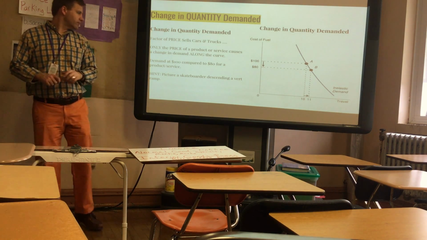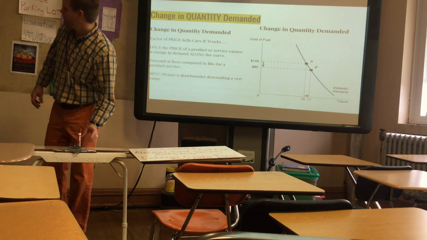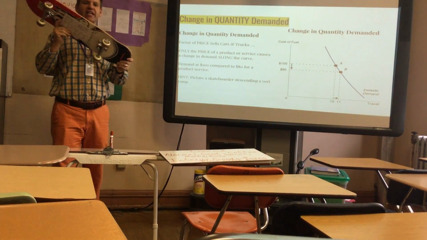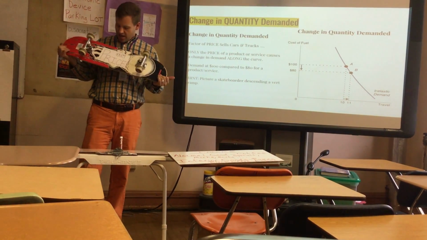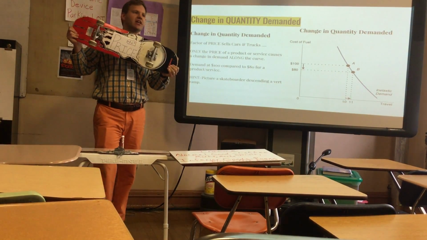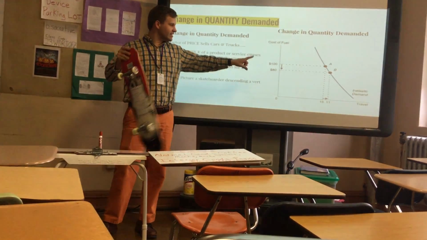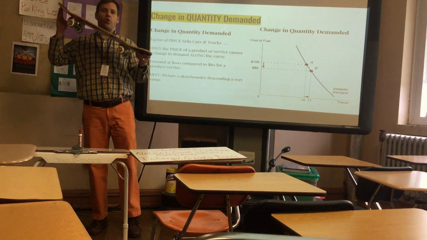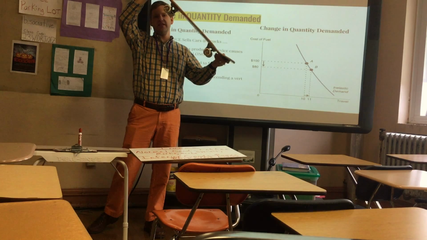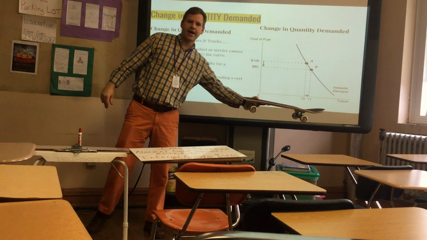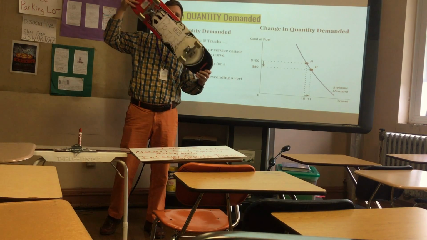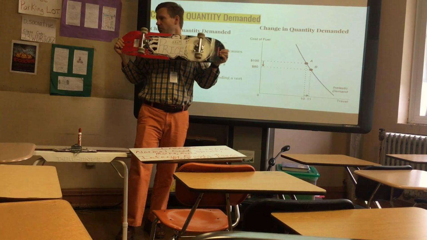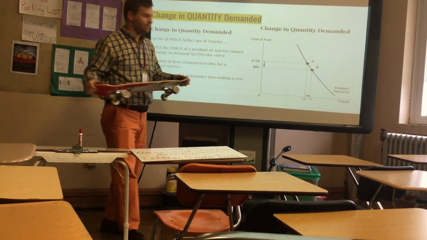Picture a skateboarder descending a vert ramp. So for a change in quantity demanded, price is the only factor that's changing. I look at this graph and I say, that's a skateboard ramp. So for a change in quantity demanded, the skateboarder, representing price, goes down the ramp or comes back up the ramp if price goes up. But price is the only factor that's at work in a change in quantity demanded.